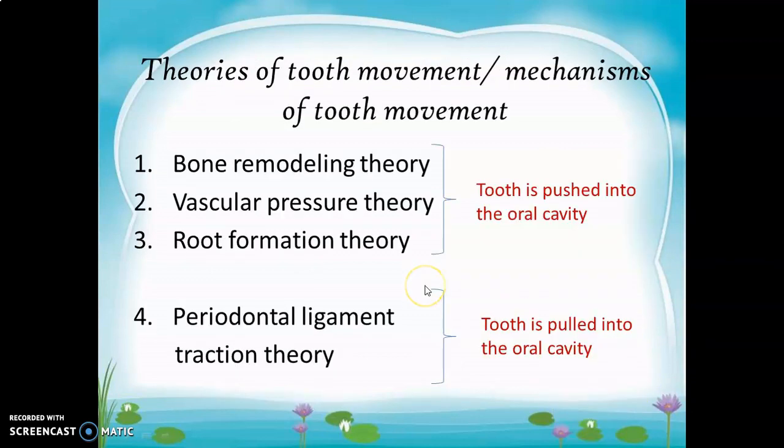Now, let's move on to the final but very important part of this topic, the mechanisms or theories of tooth movement. The idea behind this discussion is to explore what are the forces or mechanisms that cause movement of tooth. Many authors have come up with various theories to describe this, and important theories of eruption are bone remodeling theory, vascular pressure theory, root formation theory, and periodontal ligament traction theory. The periodontal ligament traction theory is the most accepted theory, and according to this theory, tooth is pulled into the oral cavity, whereas other three theories say tooth is pushed into the oral cavity.